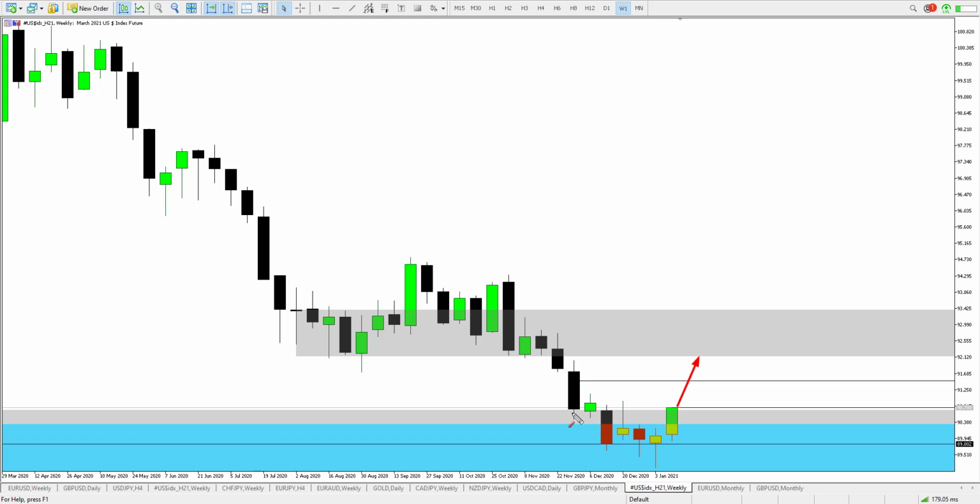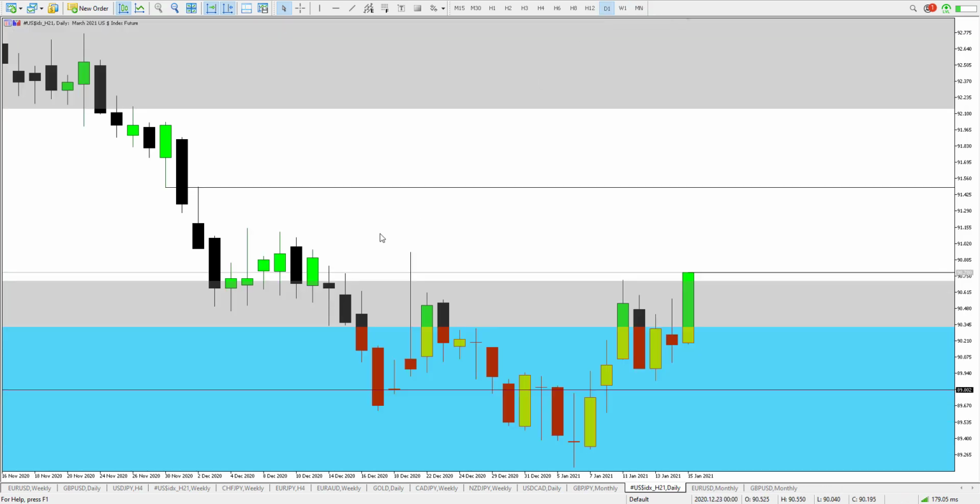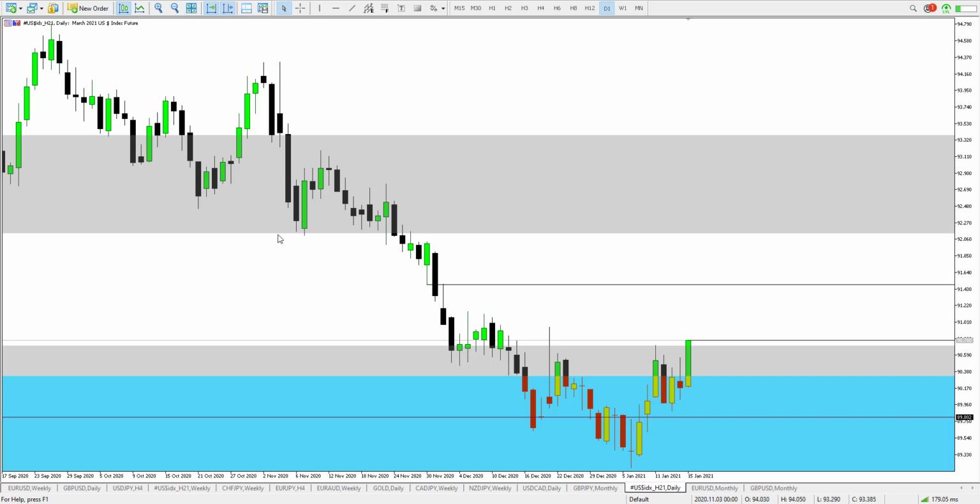Remember, this is a demand which eventually turned into resistance, right? A support level that was broken to the downside. When price comes back there, it's now a resistant level. So I'm expecting price to reach this 92.120 level sometime in the coming month or 1.5 months. I'm expecting price to trade higher. Now let's look at daily time frame and clarify a few things.